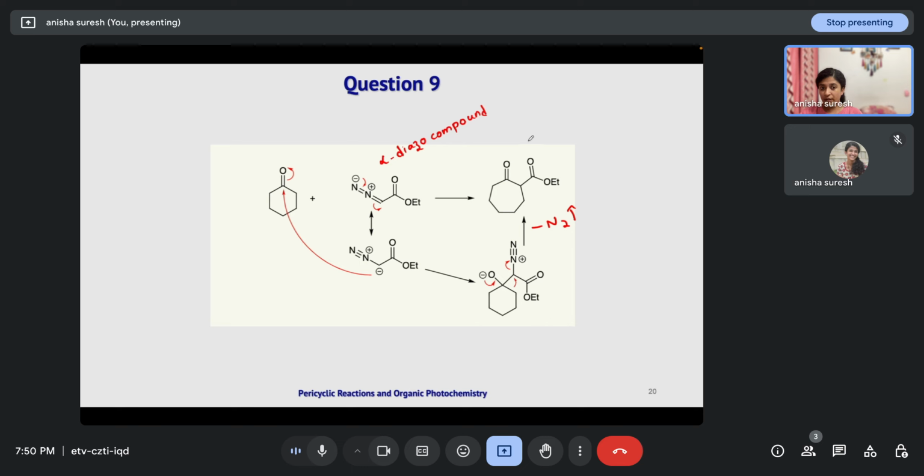So exactly, it is not a Wolff rearrangement. It is not going through a ketene intermediate, but this is also a sort of rearrangement involving diazo compounds.